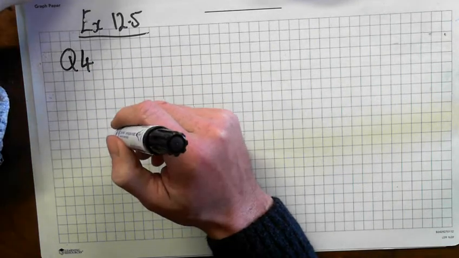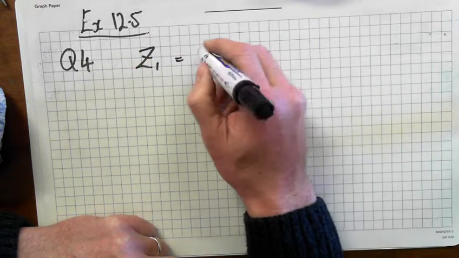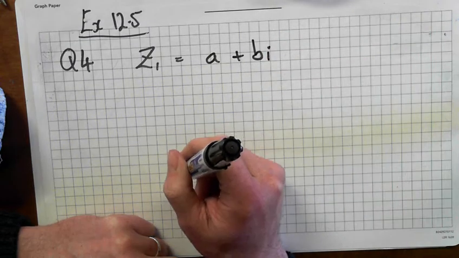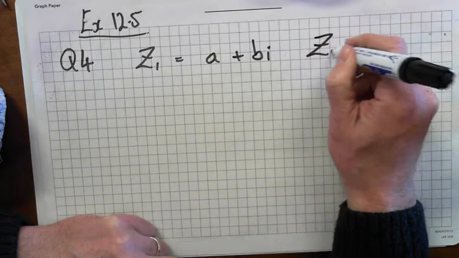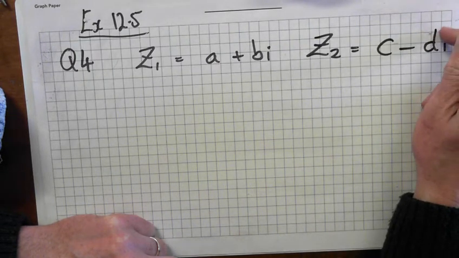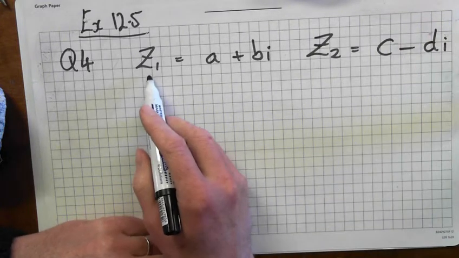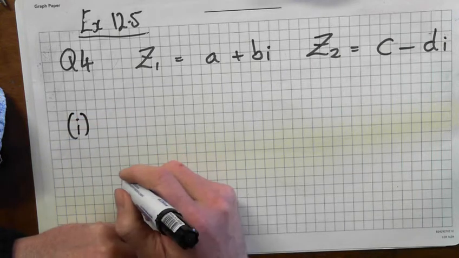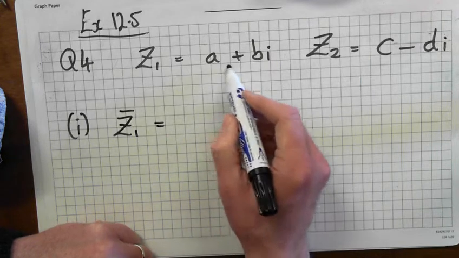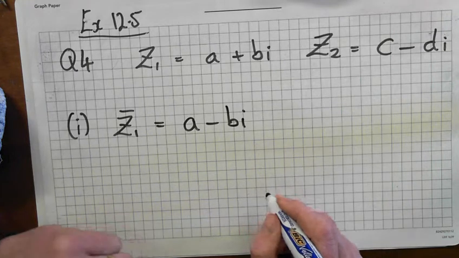Question 4, you have z1 is equal to a plus bi, and z2 is equal to c minus di. So the first part: what's z1 conjugate? What's the conjugate of that? a minus bi. It's easy enough, isn't it?